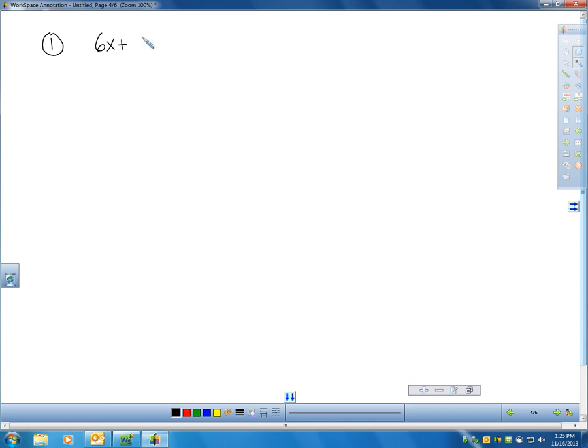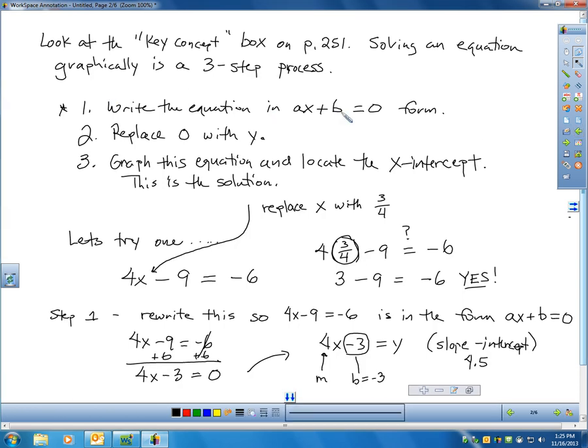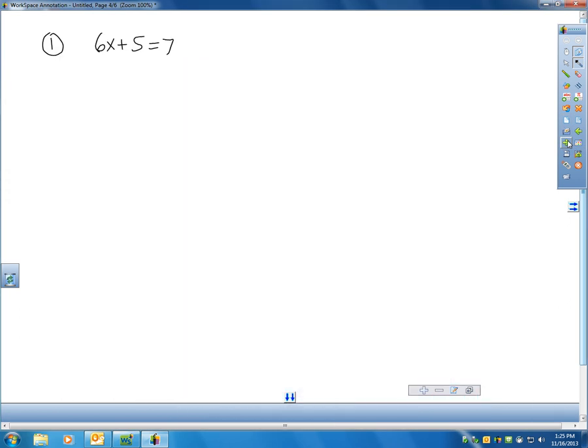6x plus 5 equals -7. Remember, step 1 is to rewrite this equation so that it's in the form ax plus b equals 0. So I'm going to do that first. Time out, I wrote the problem down wrong. 6x plus 5 equals -7. I forgot the negative sign.